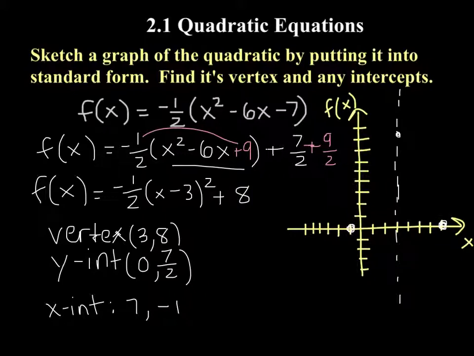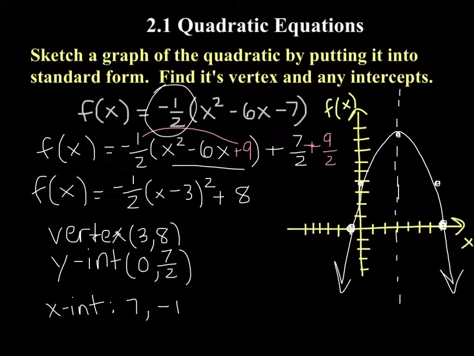So I know it opens downward. I could also plot the y-intercept, which is right here, and there's a point right there then, because it's symmetric. So it opens downward. And I also knew it opened downward from the original equation. The a value here was negative, so I knew it was going to open downward, and it's going to be a little wider than the normal graph.